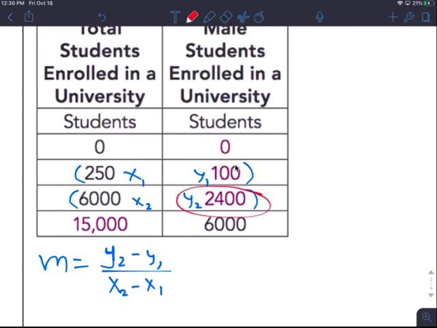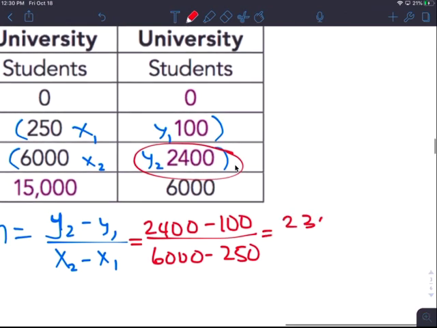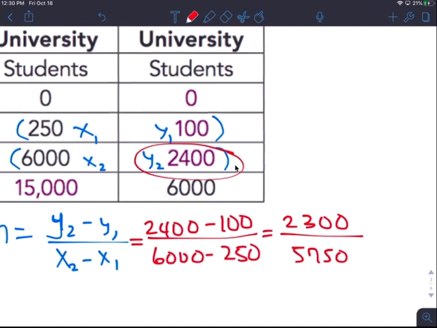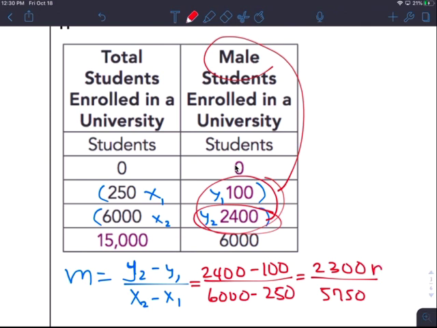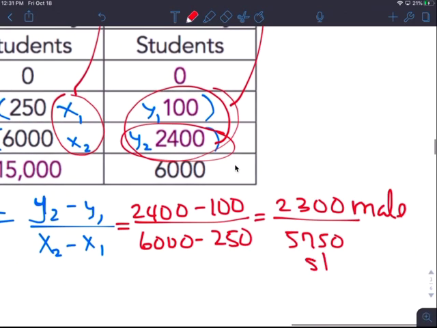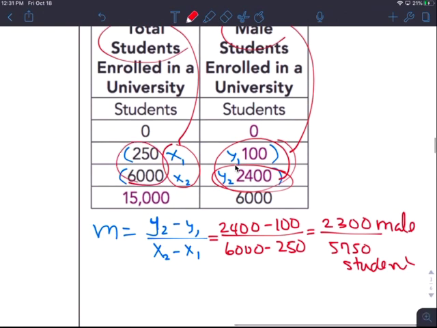Y2 is 2400 minus y1, 100, over x2, 6000 minus that. It's 2300 over 5750. Yeah, that would get you 6,000. The 2400 and 100 is the number of male students. So this is male, that's your Y, and your X is the total number of students. So when I subtract the 6000 minus this, these are total students. So reduce, this is why I don't want it that big, by 50.